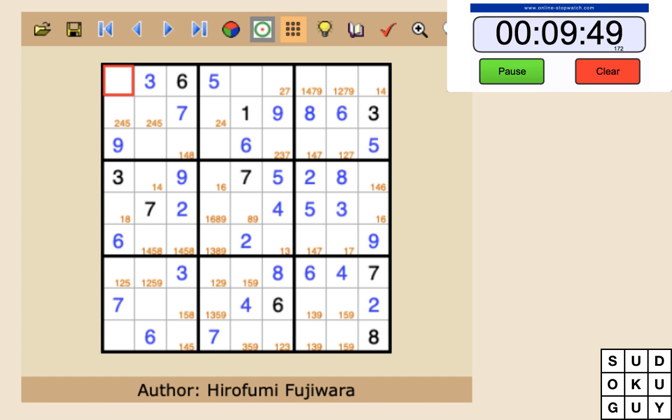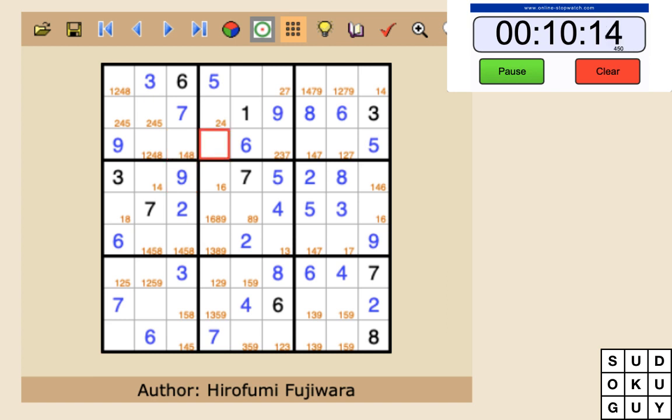Okay, this box. 1, 2, 4, 5, and 8. I refuse to write in pencil marks if there's more than 4 options. But there is up here. No, there's not. I can eliminate 5. Just 1, 2, 4, and 8. Great. Okay.